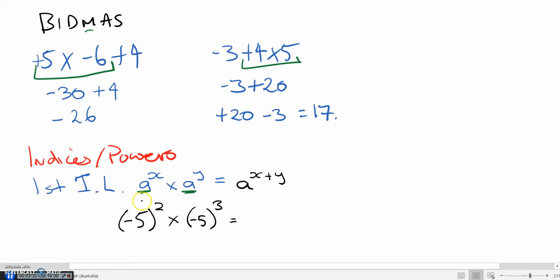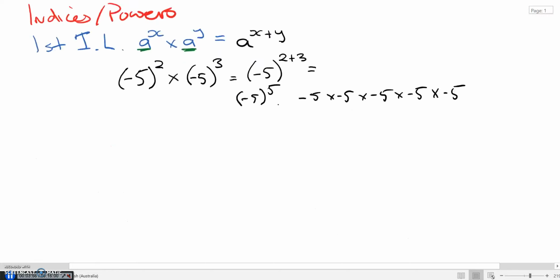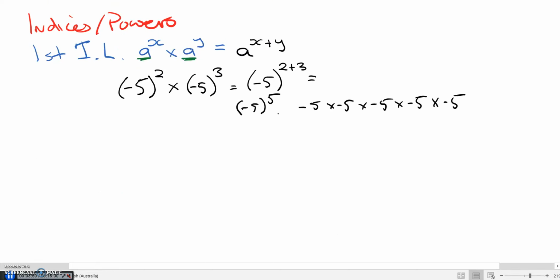The base, -5, is the same, so we can say -5 to the power of 2 plus 3 is -5 to the power of 5. If you were actually asked to find the answer to that, it would mean doing -5 times -5 times -5 times -5 times -5, writing -5 out five times. To solve that can be a little bit harder.